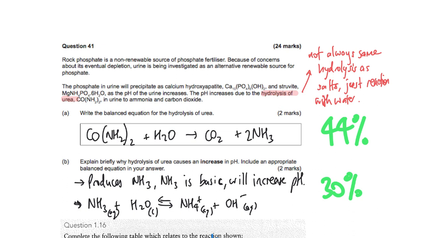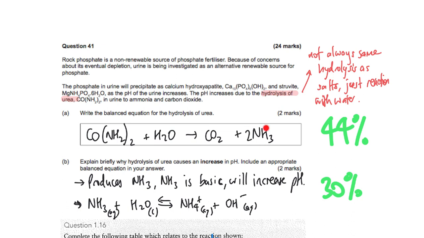So the next one is: explain briefly why hydrolysis of urea causes an increase in pH. Okay, so "explain briefly" is also reinforced by the fact that it's only worth 2 marks, but it does tell you to put a balanced equation in it, so one of the marks must be the balanced equation. The idea is, why does it increase pH? Well, you've just produced ammonia, and ammonia is basic. That's it.